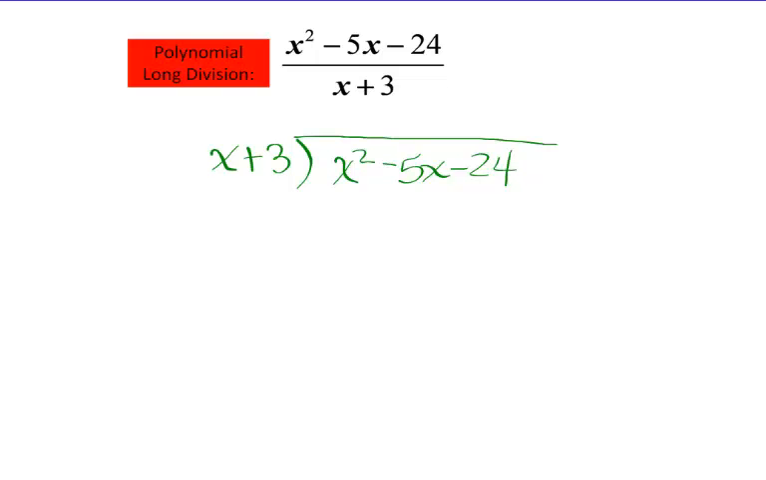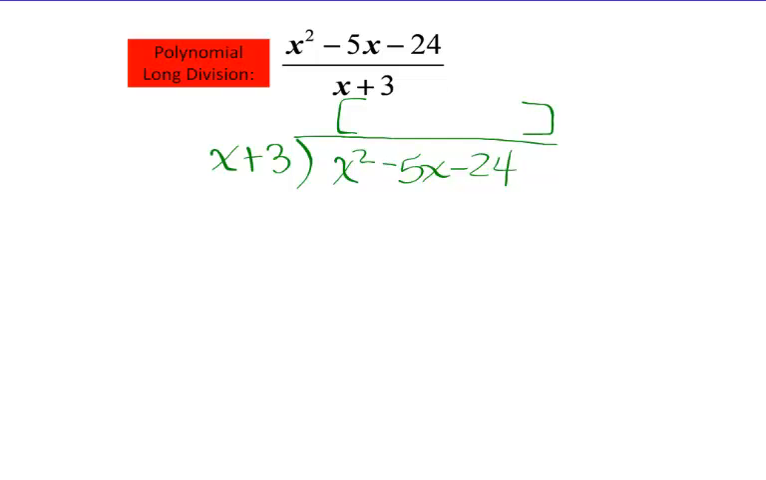So we know from grade school, when we do division, we take what's on the top, our numerator, and we divide it by everything on the bottom, our denominator. So that's what I have set up here, a long division problem. It says x plus 3 will divide into the polynomial x squared minus 5x minus 24 how many times? What does that division look like?